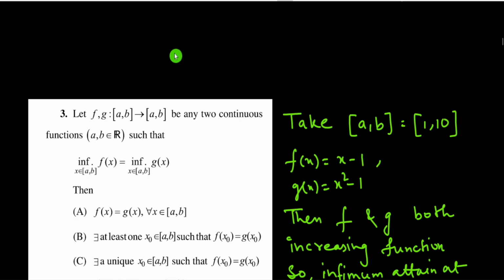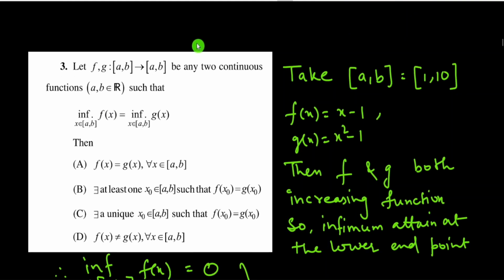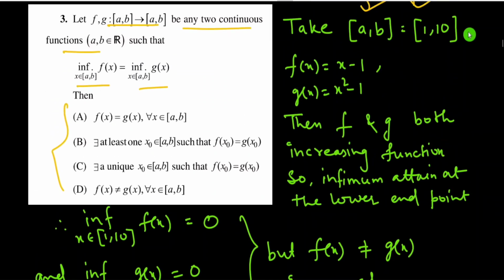Now, the next question is, let f, g from [a, b] to [a, b] be any two continuous functions, a, b belong to R, such that infimum of f(x) and infimum of g(x) are equal for x belonging to this interval. Then which of the following statements are correct? First, we take the interval [a, b] equal to [1, 10]. Now, take the functions f(x) equal to x minus 1 and g(x) equal to x square minus 1.